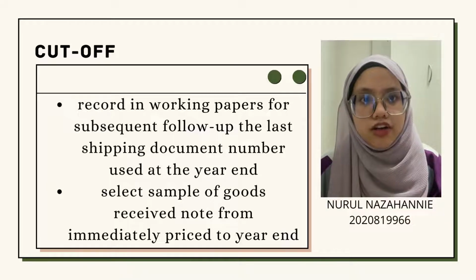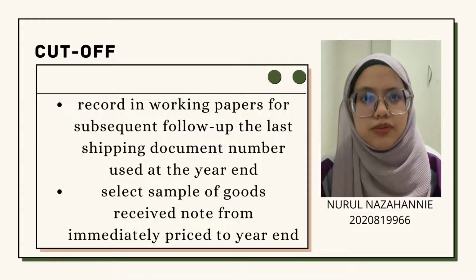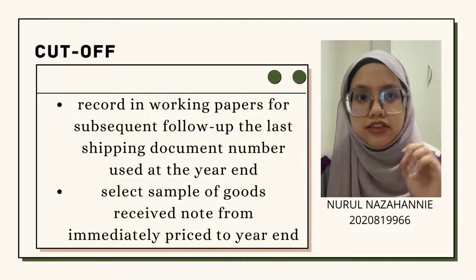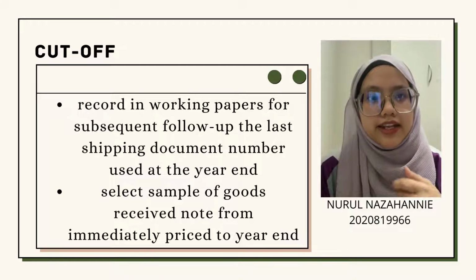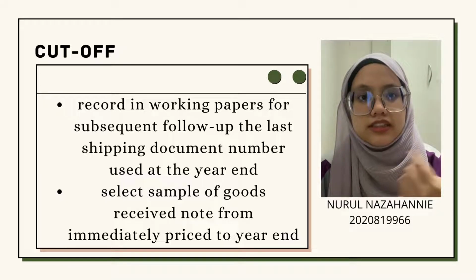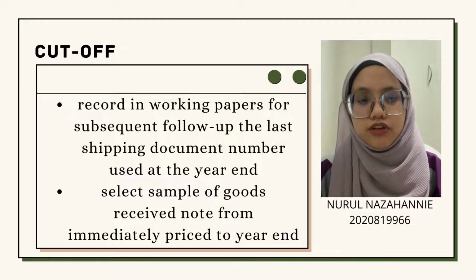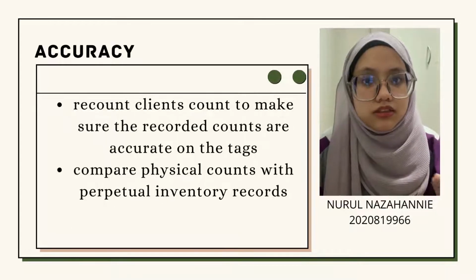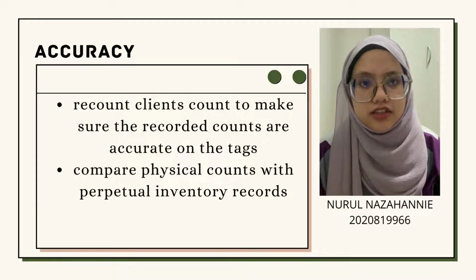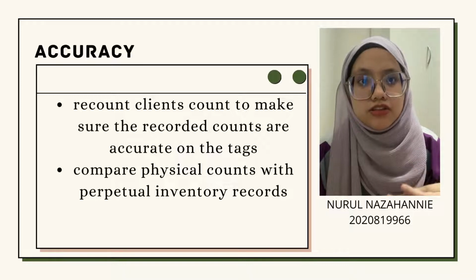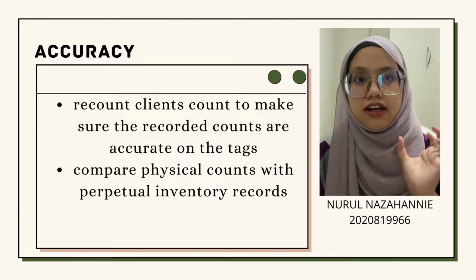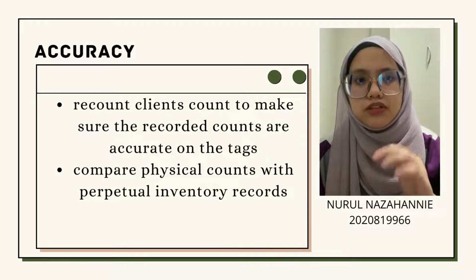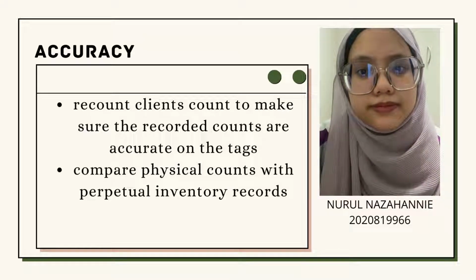While for cut-off, the auditor has to record in working papers for subsequent follow-up the last shipping number used at the year end. Then, they will have to select samples of goods received notes from immediately prior to year end. To make sure of accuracy, the auditor has to recount client's count to make sure the recorded counts are accurate on the tag, and then compare physical counts with perpetual inventory records.